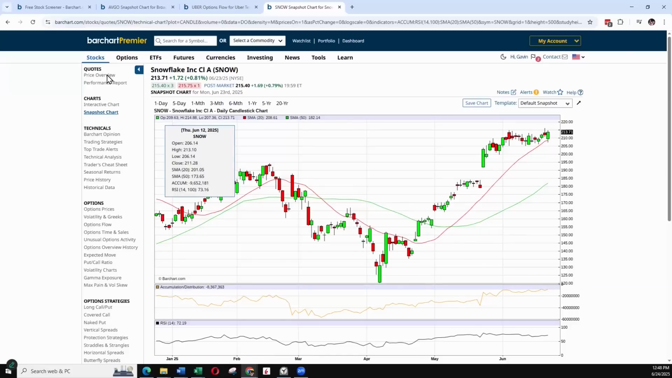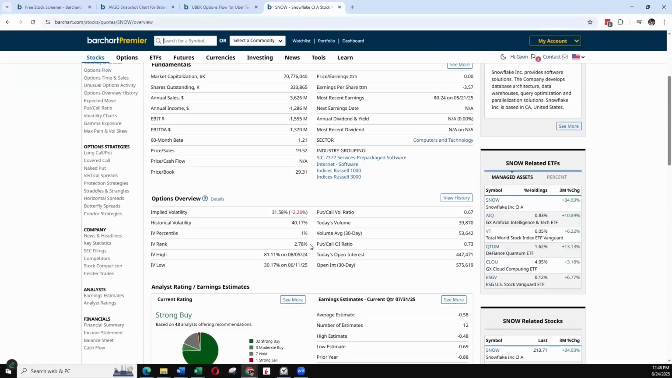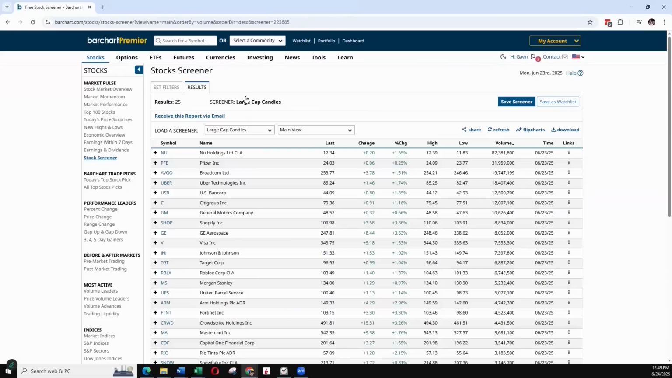Now, one thing with a stock like this, the IV might be a little bit low. We've got a very low IV percentile and IV rank. So rather than a standard bull put spread that I would normally look at, potentially look at something like a bull call spread. Two last screeners that I'm going to share with you is upcoming earnings.